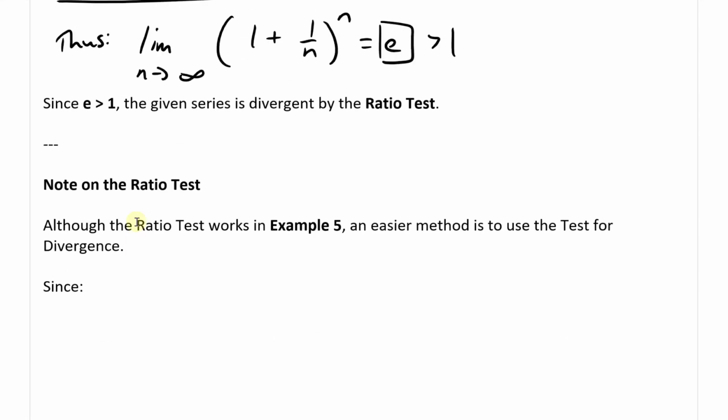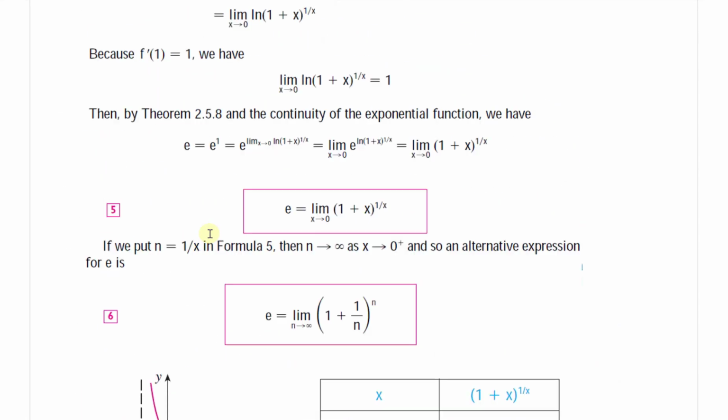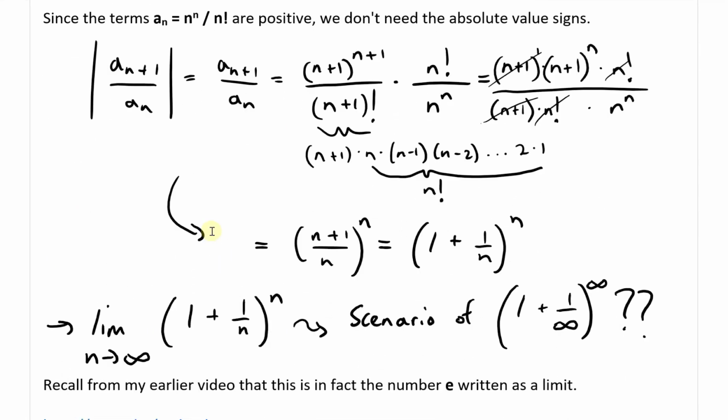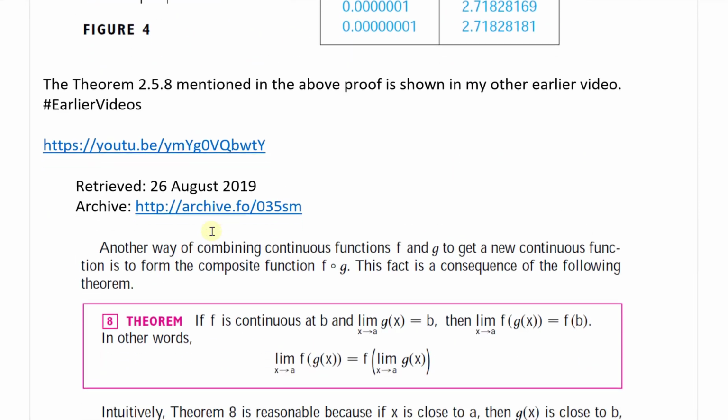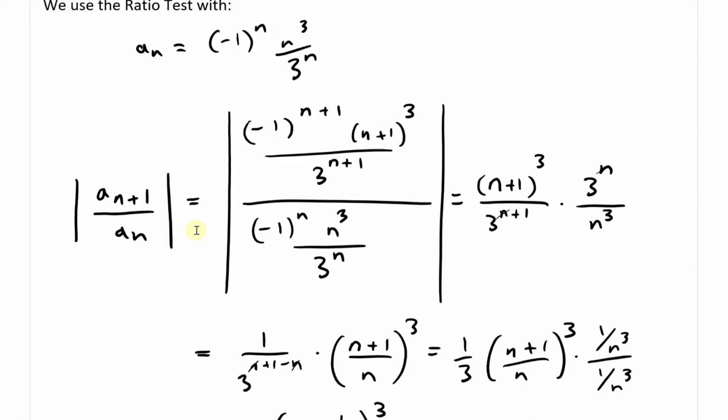Alright, so now I want to make a quick note on the ratio test. Although the ratio test works in this example 5, where I took the ratio of the limits and so on, and showed that it equals e, which is greater than 1, an easier method is to use the test for divergence.